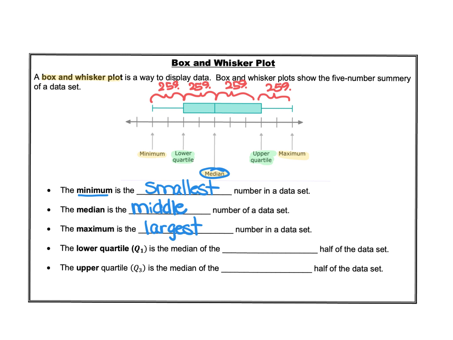All right, let's talk about the quartiles, the lower quartile and then the upper quartile. A lot of times you will see the lower quartile labeled Q1. And so this is the median of the lower half of the data. And then we have the upper quartile, which is the median of the upper half of the data, and that's labeled, a lot of times, as Q3.